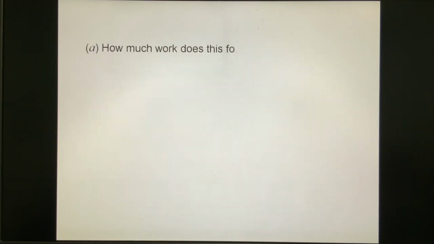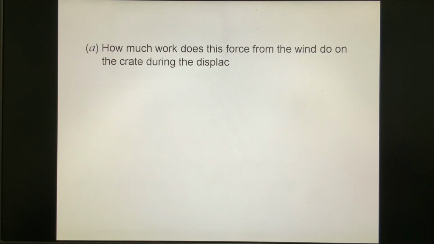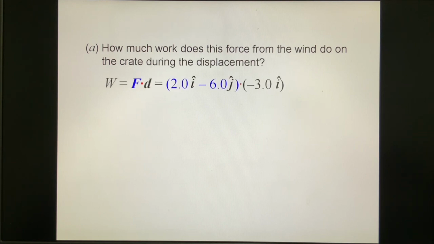Question A. How much work does this force from the wind do on the crate during the displacement? By definition, W equals F dot D. F is 2.0 i minus 6.0 j. D is minus 3.0 i. So i and j are constant unit vectors, so we rewrite this one.